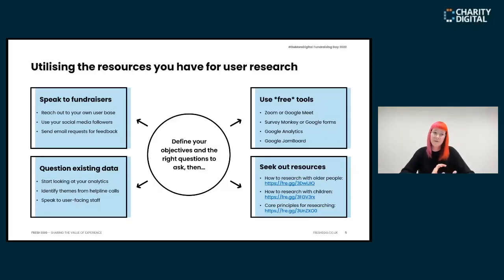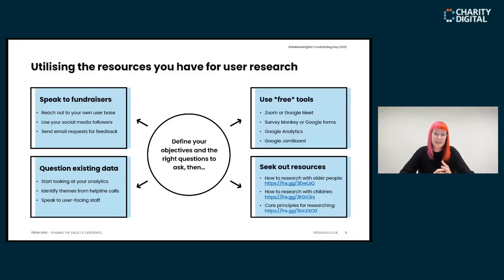So you can review the details that you have from your own user base that exists, the data that you have, and narrow down your list to focus on maybe some specific segments. There's lots of potential sources of existing data that can help you to understand your fundraisers as well.